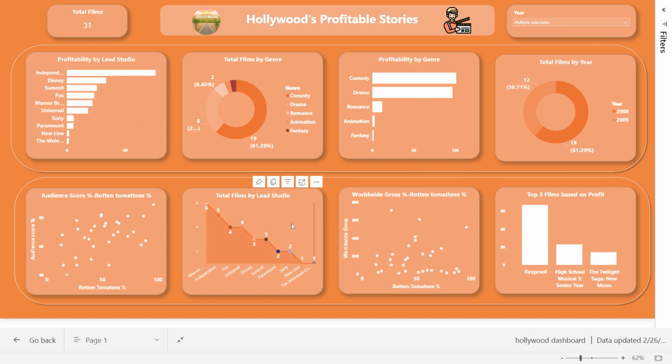Here you can see total films by year, just 12 films in 2009 and 9 films in 2008, and total films is 31.